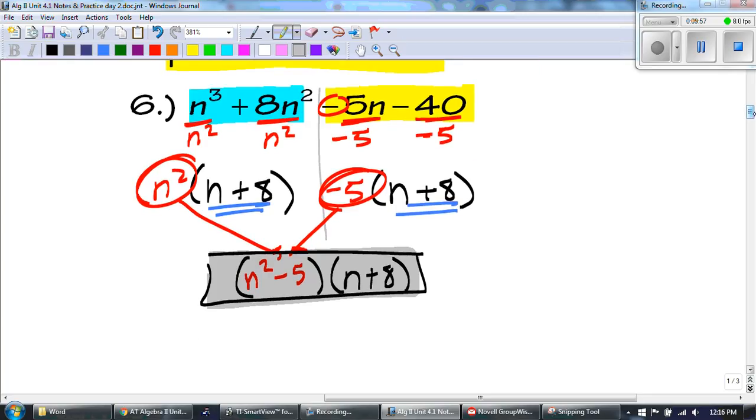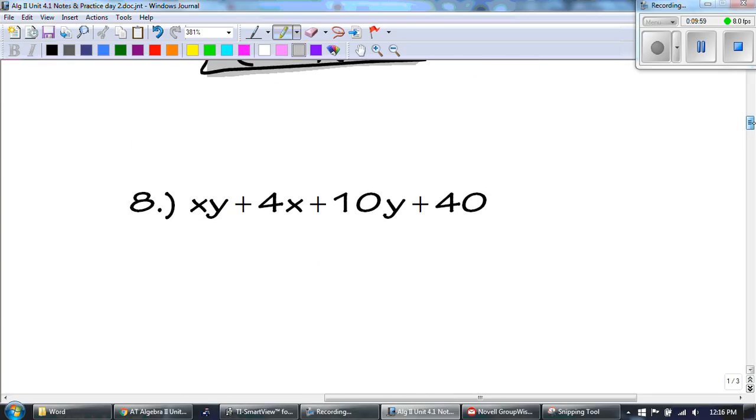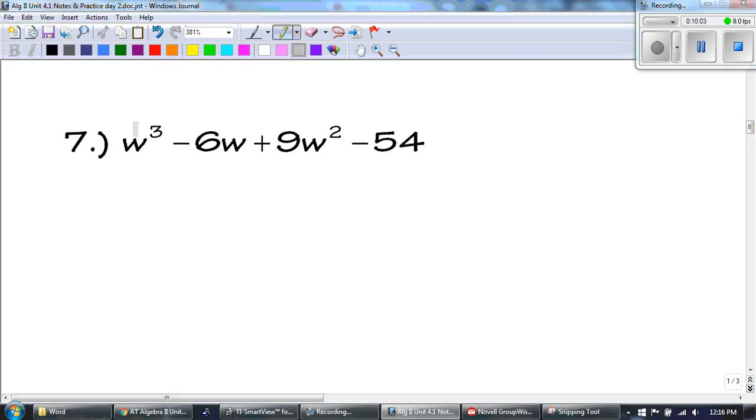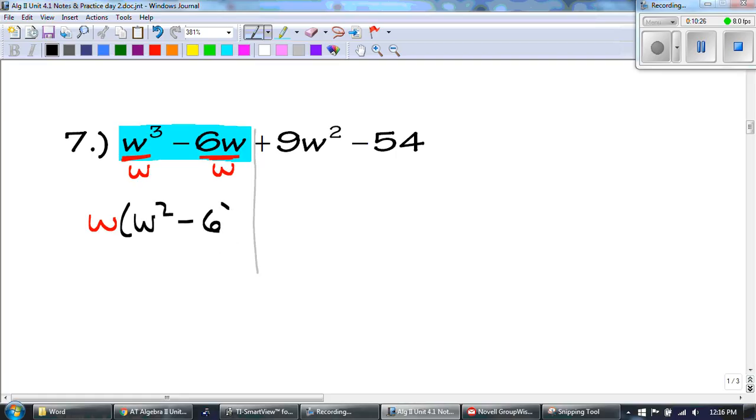All right, let's look at number 7. So can I take something out of all 4? Nope. Okay, so let's focus on the blue group first. The GCF is W. That's the only thing they have in common. And then we're left with W squared minus 6.